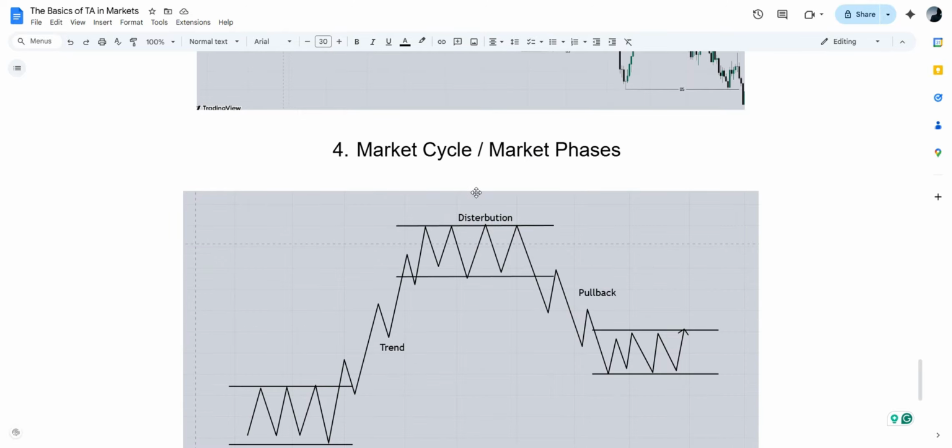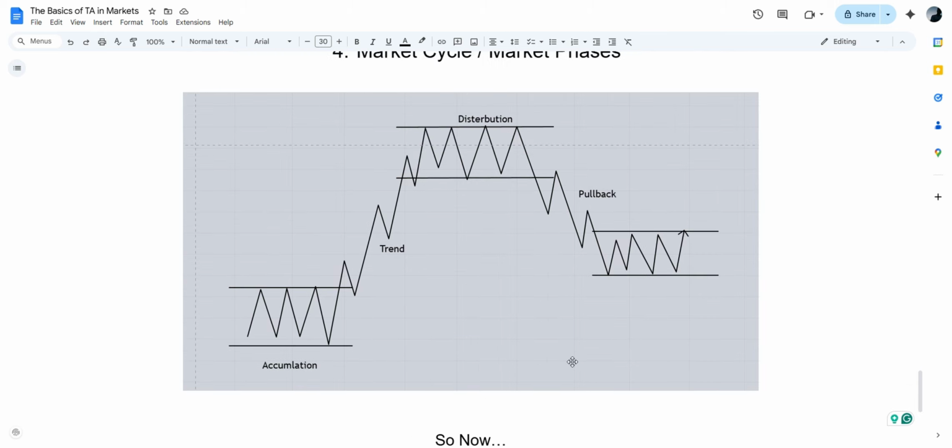So now let's go to the last and final topic, which is market cycles or market phases. Market usually moves in 4 phases: the accumulation, trend, distribution, and pullback. Firstly, the market accumulates the price or the money, and after accumulation, we get a trend. So this was an uptrend. After the trend finished, we again start to consolidate, and this is known as a distribution phase.